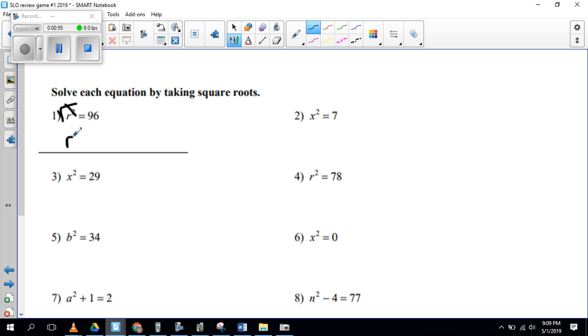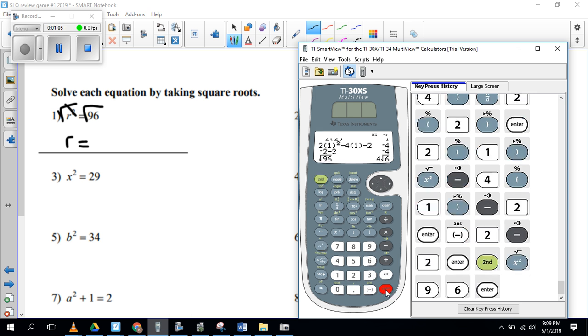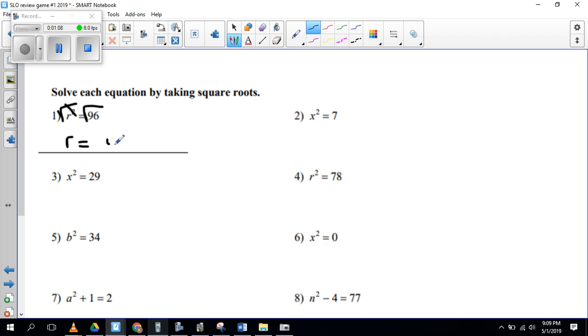But remember, if you do it to one side, you have to do it to the other. So we've got to take the square root of 96. We get our calculator, second square root 96, and we get 4 square root of 6. And it's really plus or minus, because it can be positive or negative.